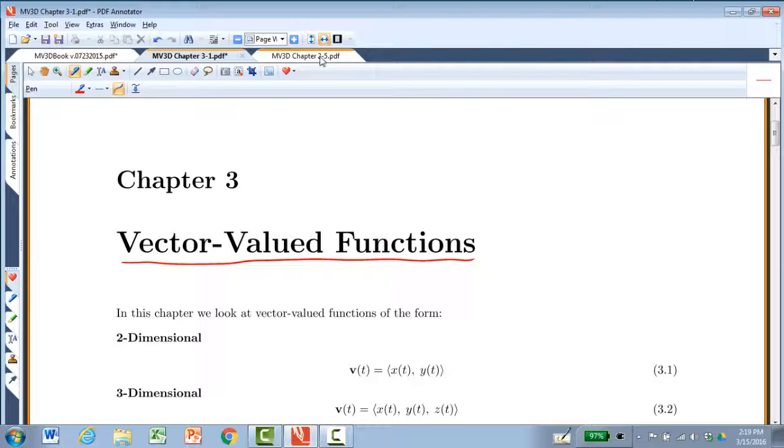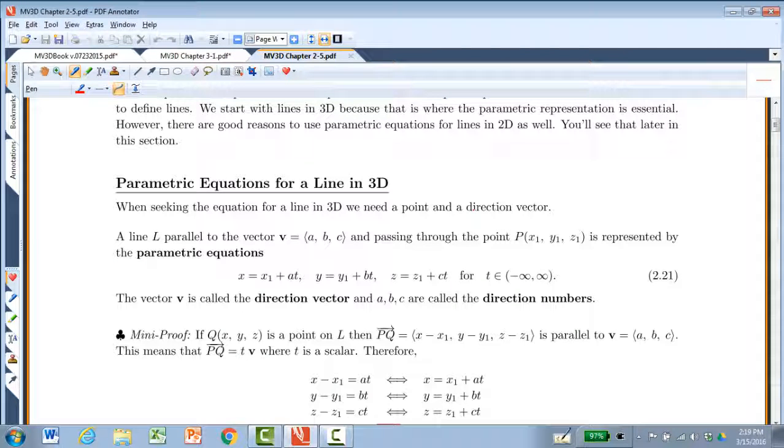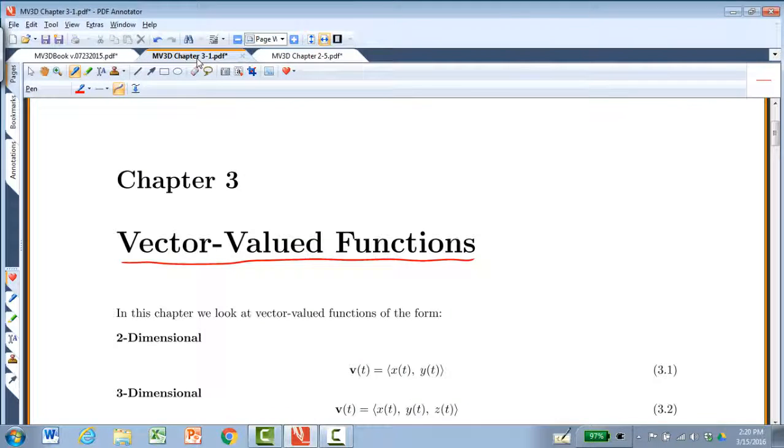So I'm going to take us back to Chapter 2.5 for just one second. When you look at the parametric equations for a line, they look like this. There are actually three equations: the equation for x, the equation for y, and the equation for z, and they're all functions of some parameter t. As the parameter goes over some domain, in this case negative infinity to infinity, it sketches out a line in 3-space. So this is actually a vector-valued function. Check, we've seen one.